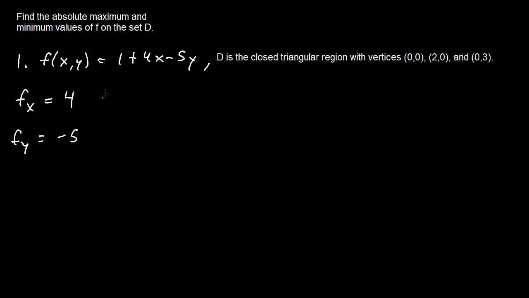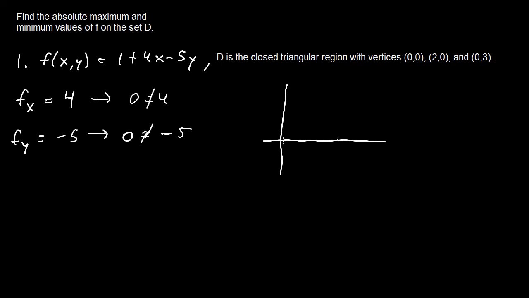Now, if you realize that when we set both of these equal to 0, obviously both are false statements. So this tells us that there are no critical points, because 0 does not equal 4 and 0 does not equal negative 5. Now let's draw the closed triangular region with its vertices on an xy plane. We have one vertex at (0, 0), the other one's at (2, 0), and the other one's at (0, 3). So this is approximately what the triangle looks like, not to scale, obviously.